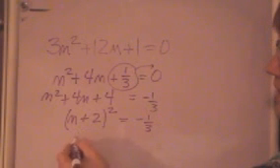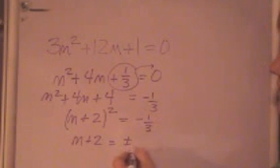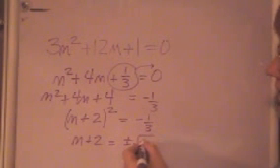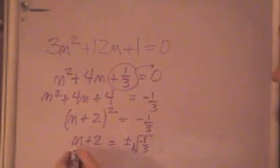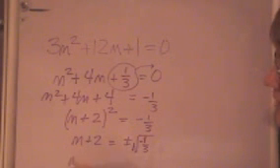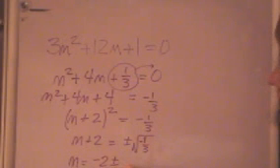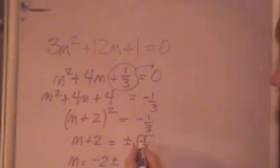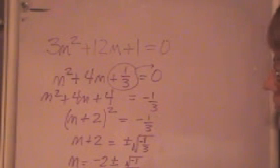Take the square root of both sides. N plus 2 is equal to plus or minus the square root of negative 1/3. Here you're going to have an imaginary number over here. So we're going to subtract 2 from both sides. So n is equal to minus 2 plus or minus. Now you've got i over 3. So this actually breaks up into the square root of -1 over the square root of 3.